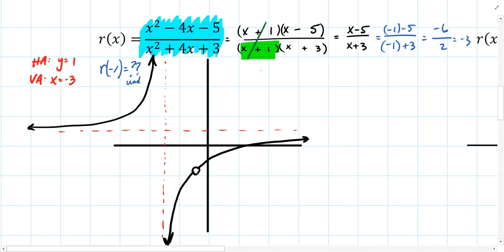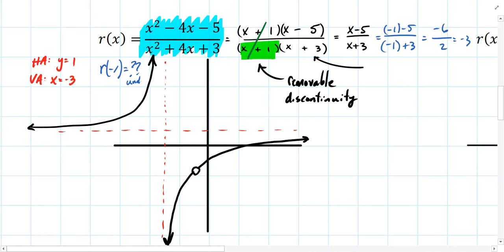This is what we call a removable discontinuity. And this is our way of saying, well, the graph is not continuous right here. It becomes discontinuous at this location. There's a tiny little break in the graph at that one position.